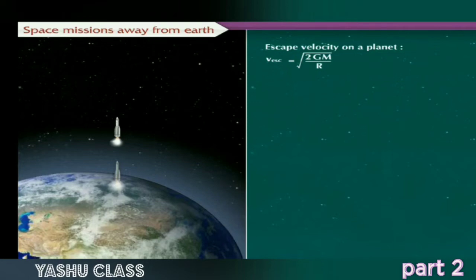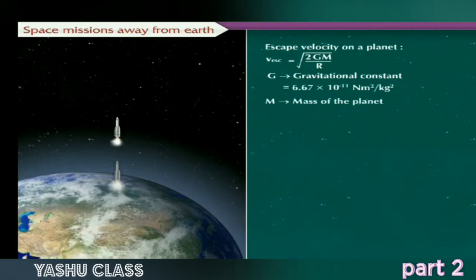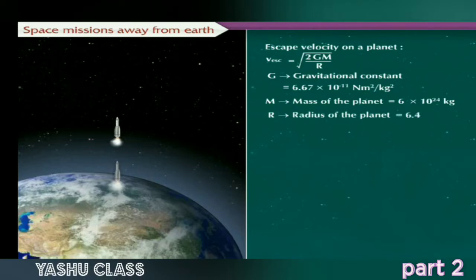Here, G is the gravitational constant and its value is 6.67 into 10 raised to minus 11 Newton meter square per kilogram square. M is the mass of the planet, that is Earth, which is equal to 6 into 10 raised to 24 kilograms. R is the radius of the planet, that is Earth, which is equal to 6.4 into 10 raised to 6 meters.